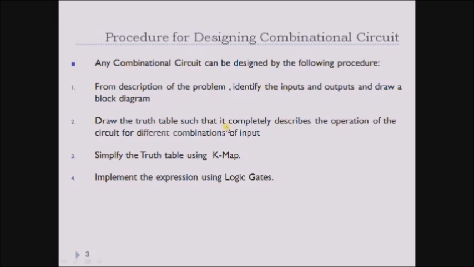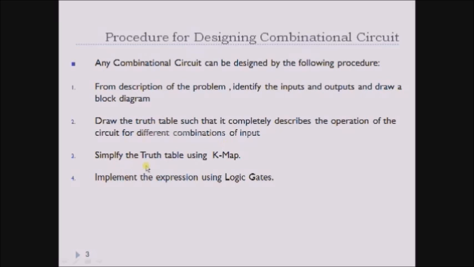Now, what is the second step? Draw the truth table such that it completely describes the operation of the circuit for different combinations of input. In the previous sessions we have seen how to get the truth table from a given problem or from a given expression. So we have to draw the truth table for the given problem from the block diagram, or from the expression, where the truth table gives us the relationship between the input and output for different combinations.